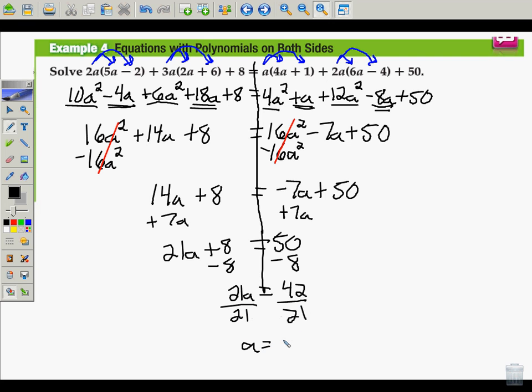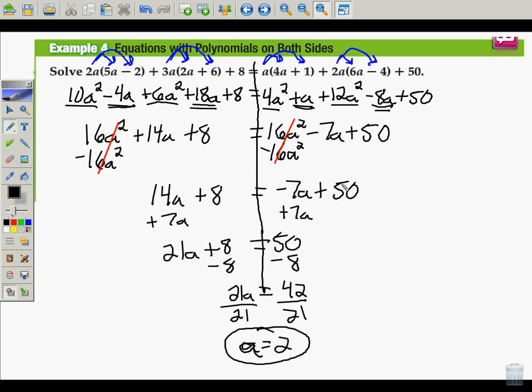Obviously, you could check it by plugging it back in. That seems like that might be a lot of work. And I'm going to save you the trouble and tell you I already know this is the right answer. A equals 2. So it took 1, 2, 3, 4, 5 steps to solve this. Okay, actually 6 steps to solve this. However, not any of the steps were something terribly difficult. They are somewhat time consuming, I will admit that, but the problem itself is not hard, it is just long. So you should be fine doing this.